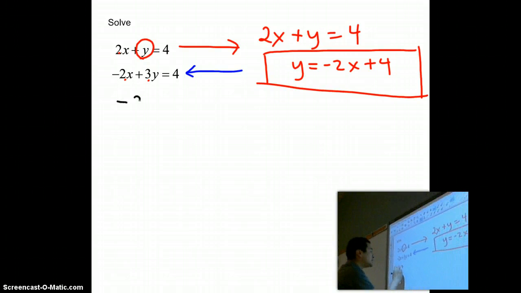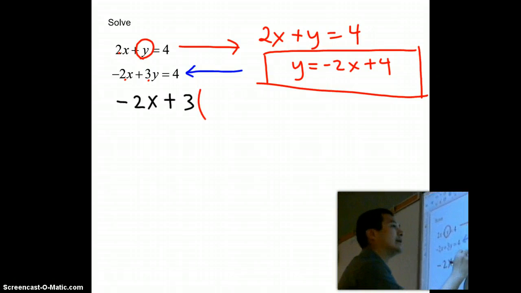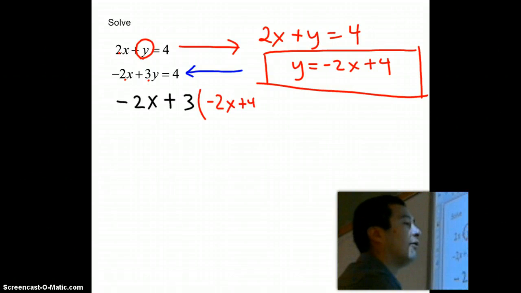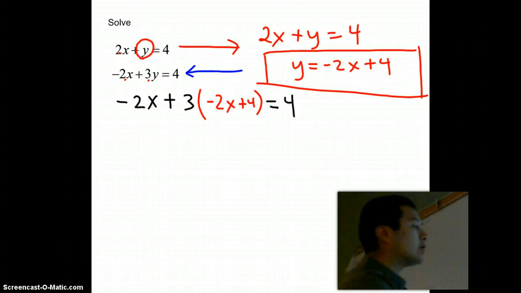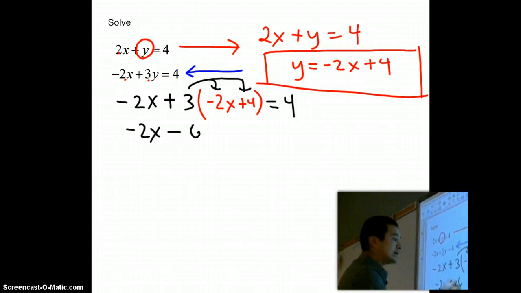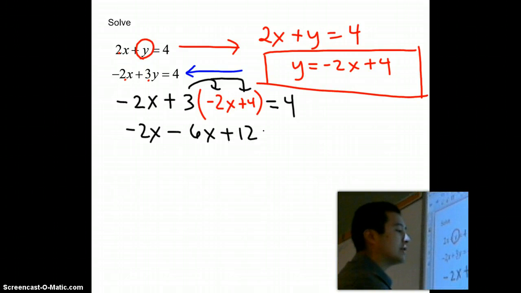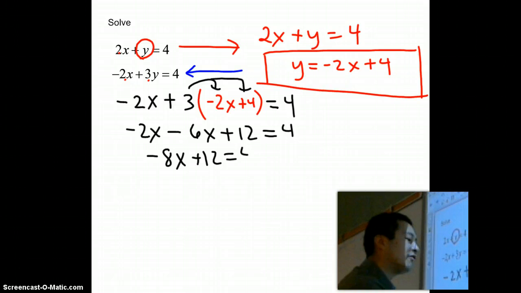I got a -2. I see an x plus 3. I see a y. Every time I see a y, I put a -2x plus 4. I take out that y, I put a -2x plus 4 equals 4. Now you can solve with just one equation, one variable. -2x minus, distribute, 6x plus 12 equals 4. Simplify, -8x plus 12 equals 4.